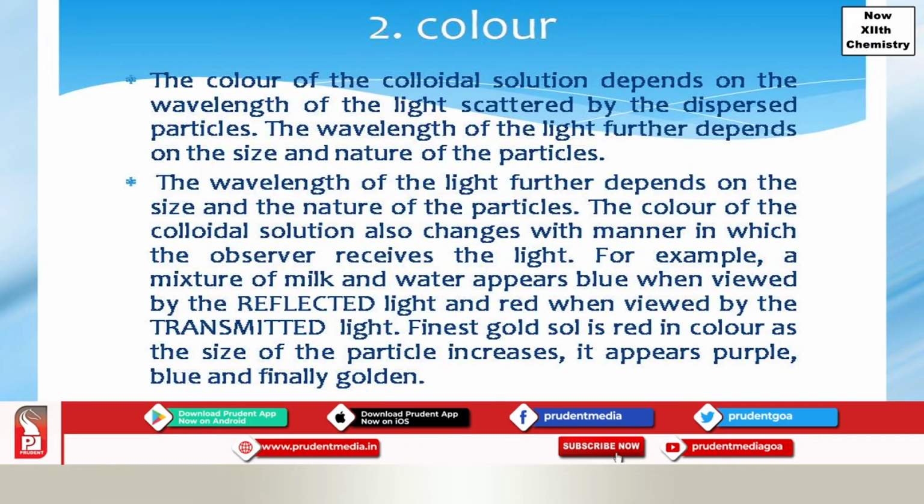Finest gold sol is red in color, and as the size of the gold particles increases, it appears purple. Then it appears blue with a slightly greater size, and finally, if you increase the size a little more, it will appear golden in color. So, the size of the particle also matters a lot in deciding the color of the colloidal solution.